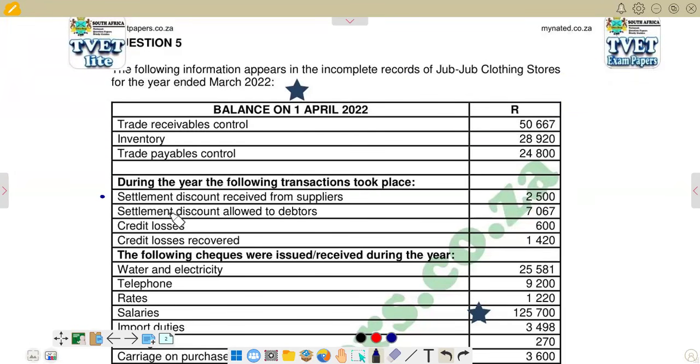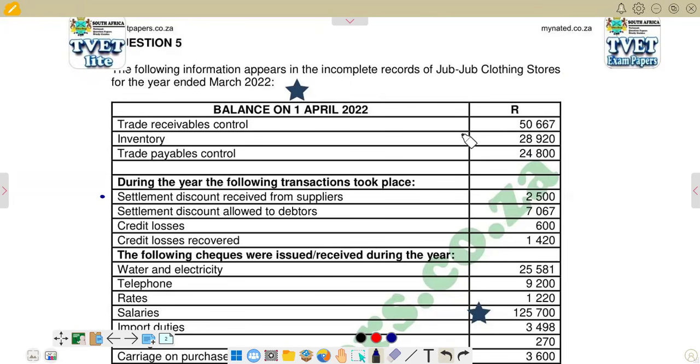Then beneath that, we have got credit loss. Credit loss, remember, they are bad debts. These are debtors that we are writing off because they are not able to pay back our money due to many reasons. So this one reduces the balance also of the debtors. So it's supposed to be put again on the opposite side of the balances of the debtors, which is the credit side. So I'm going to put 600 as our credit loss on the credit side.